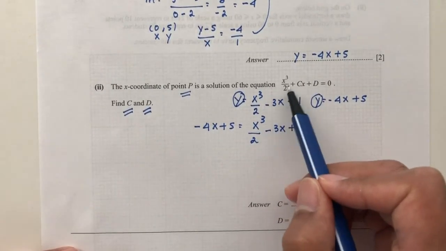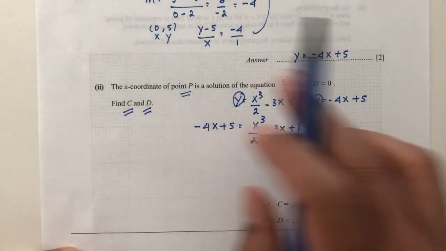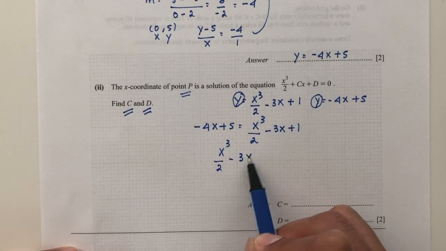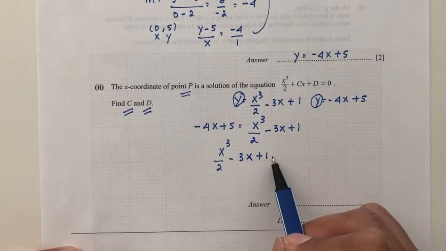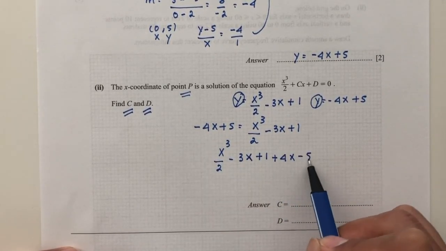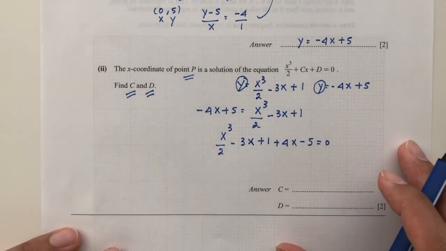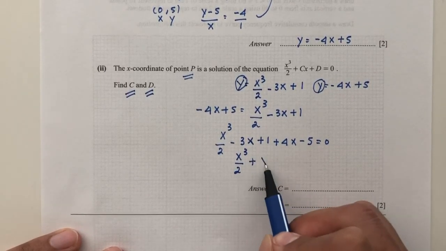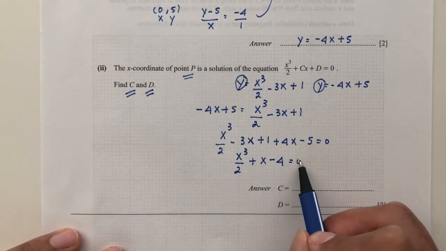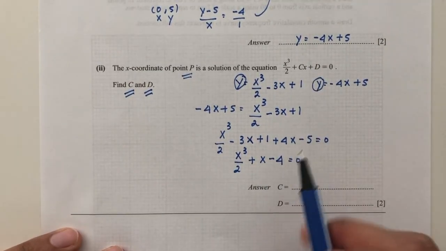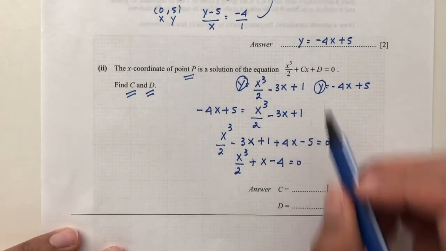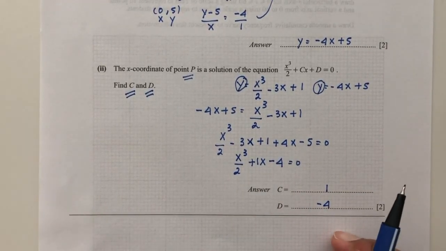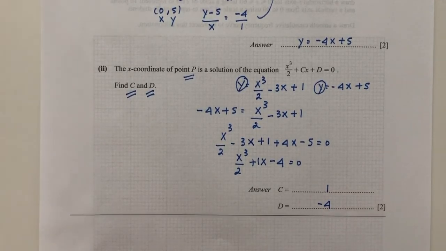Now since you can see we have x cubed over 2 on one side, let's turn this one over here. You will have x cubed over 2 minus 3x plus 1, that will be plus 4x minus 5 equal to 0. If you simplify, you will have x cubed over 2 plus x minus 4 equal to 0. Now if you compare, the value of c will be 1, value of d will be minus 4. X is 1x, so that's why you have this 2. And this will be question number 7.